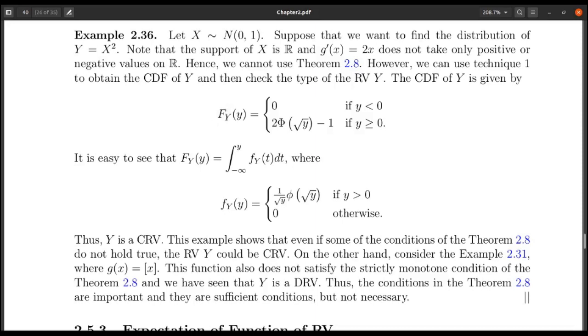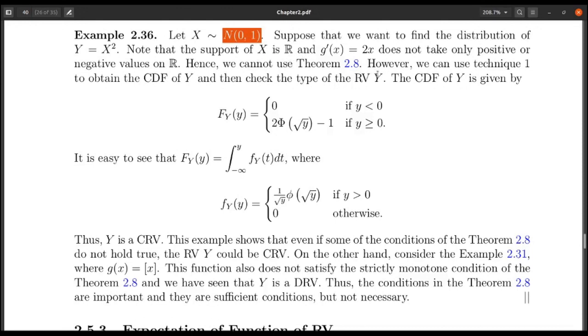Okay, let us talk about another example. Now instead of the exponential in the previous case, we take it as a normal 0, 1. Now when we take it normal 0, 1, the support is the whole real line, and on the whole real line the derivative is positive on the positive part of the real line and negative on the negative part of the real line. So clearly the previous theorem, theorem 2.1, we cannot use here to find the probability density function or probability mass function, whichever is applicable to y. So what can we do? Obviously we can use technique 1 to find the distribution function, because the distribution function exists for all kinds of random variables. So technique 1 we can use for all kinds of random variables, but the thing is that sometimes using technique 1 is difficult compared to using technique 2. That's why we sometimes use technique 2. Okay, but in principle technique 1 can be used in all the cases.